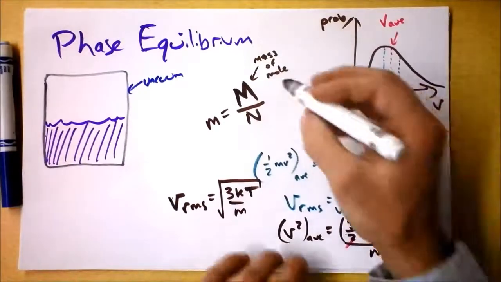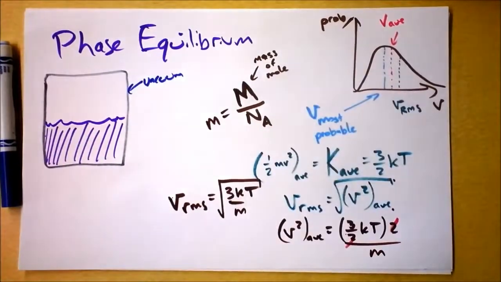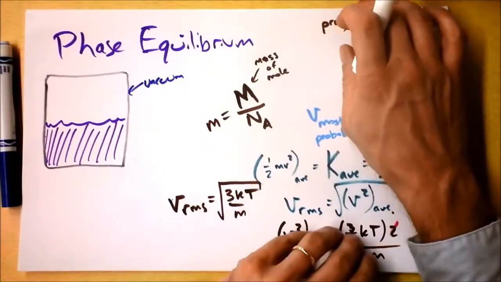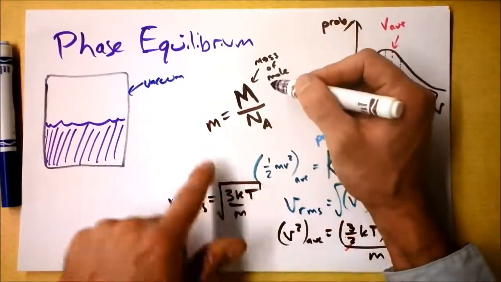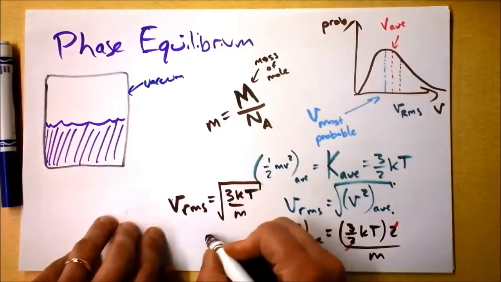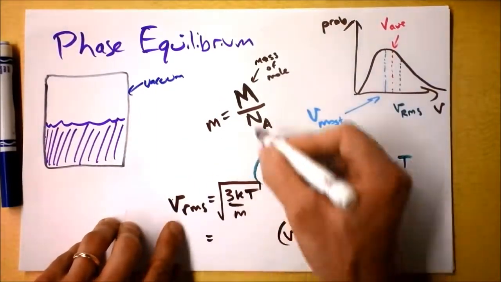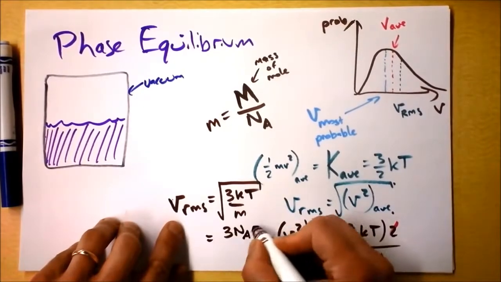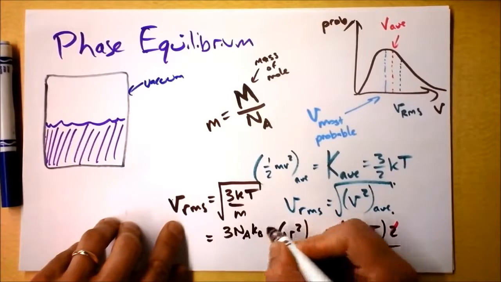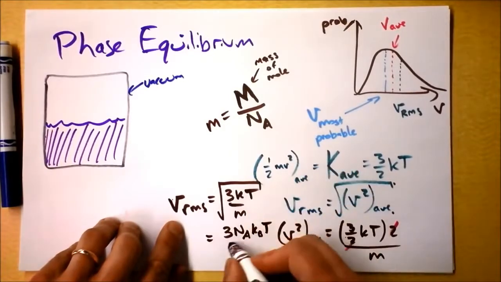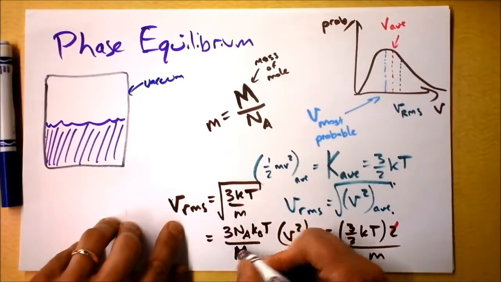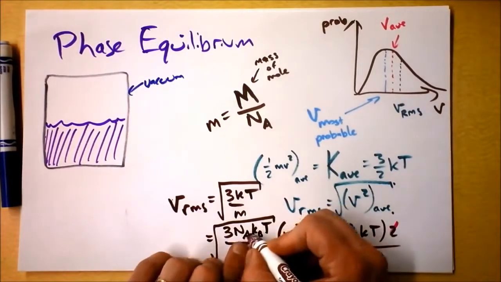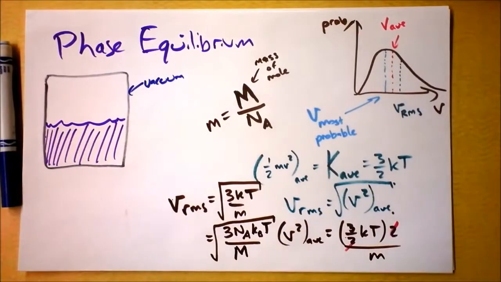That's the mass of a mole of the stuff, and then I'll divide by Avogadro's number right there. If I wanted to divide by the total number, not Avogadro's number, then I would get the mass of the system. But this is the mass of a mole, so I'm going to plug that in right now. V_RMS is, well, I'm plugging it in the denominator, so I'm going to get the square root of 3 times Avogadro's number times Boltzmann's constant, k_B, times T divided by the molar mass. But Avogadro's number times the Boltzmann constant, well, that's just R.